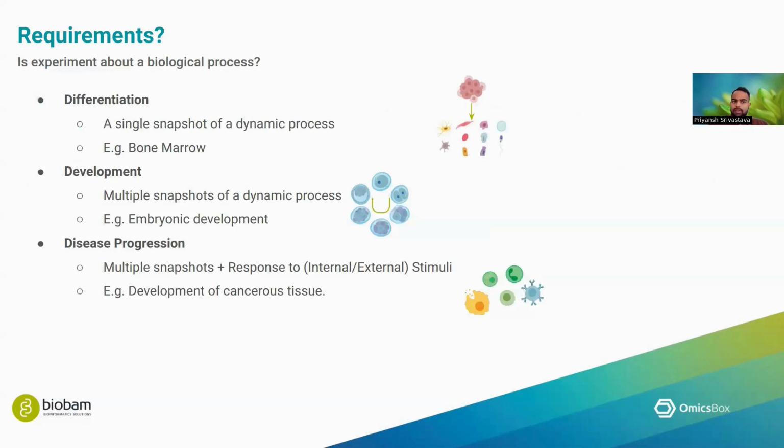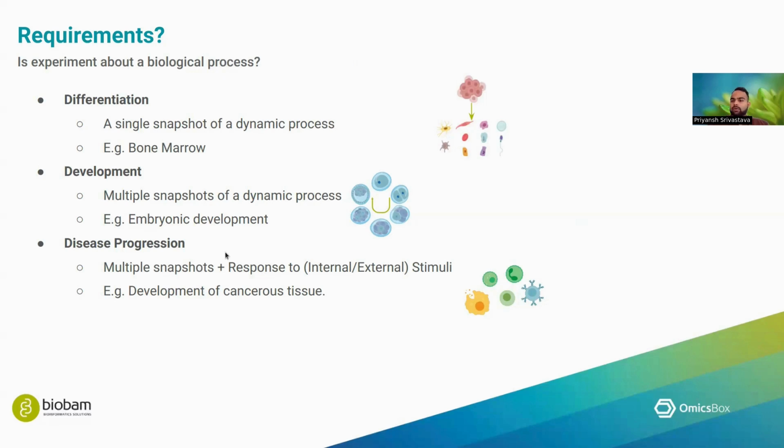So the first question is whether your experiment is about a biological process. Now, some examples of biological processes include differentiation. For example, in the case of bone marrow samples, where you have hematopoietic differentiation. So these kinds of experiments are like a single snapshot of a dynamic process that we just saw in the first slide. Or you can have multiple snapshots of a dynamic process, which can be the case when you are sequencing development, in the case of embryonic development.